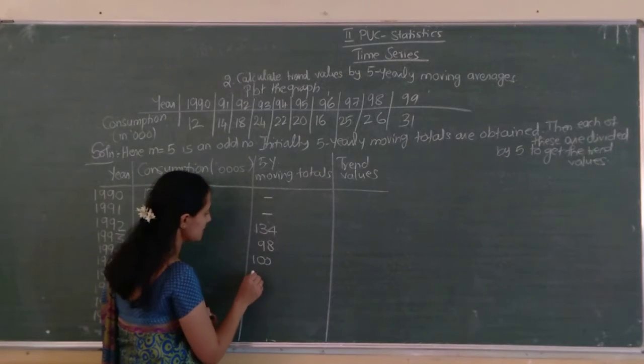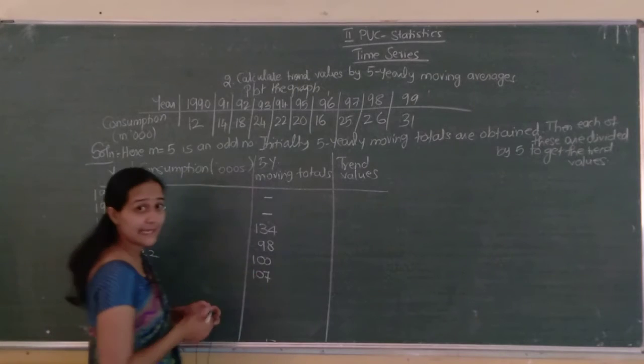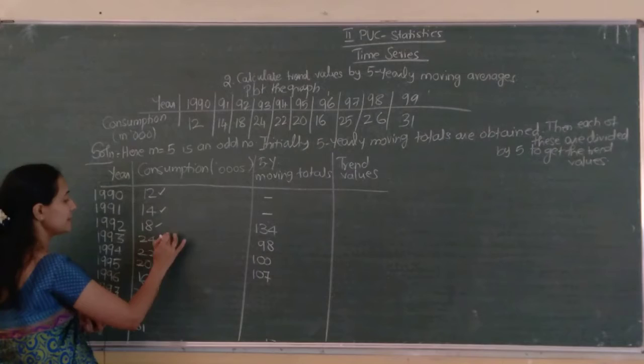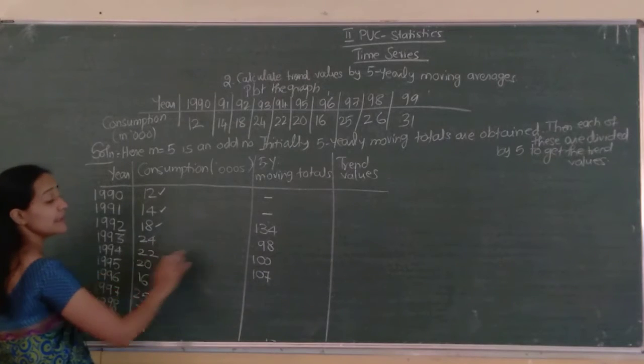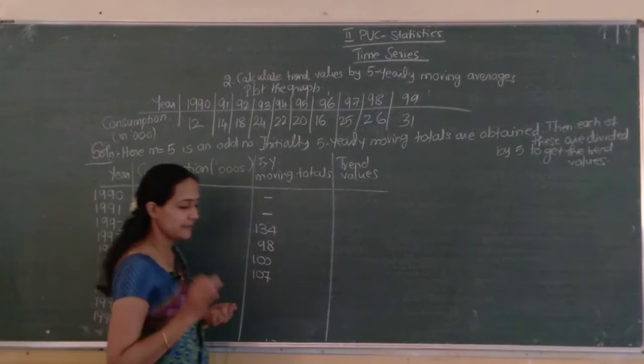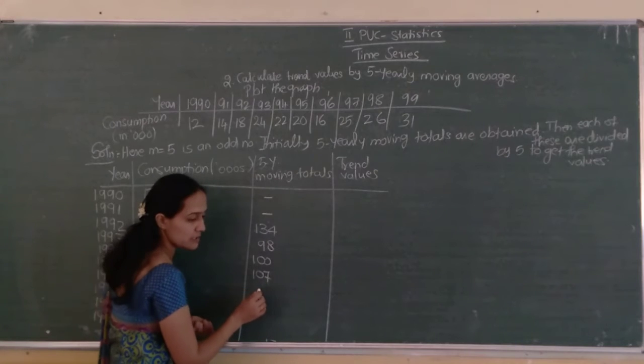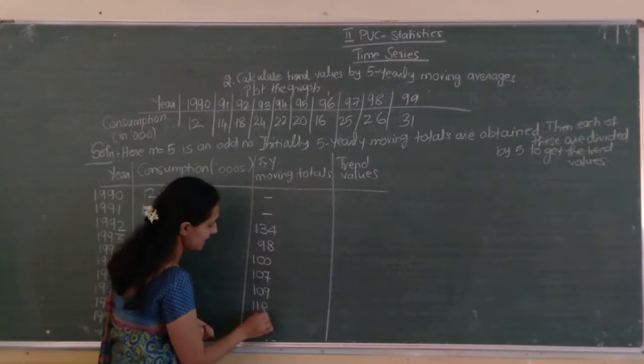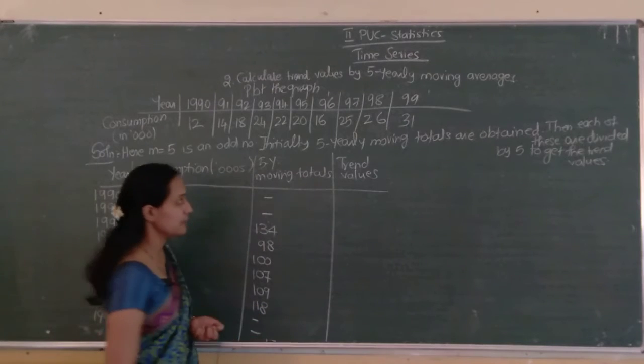Next 107. Like that you have to leave this one, next 5 total. Next leave this one, next 5, like that you have to do the total, right in the middlemost. 100, 107, 109, next 118. Here it won't be there, here it won't be there.